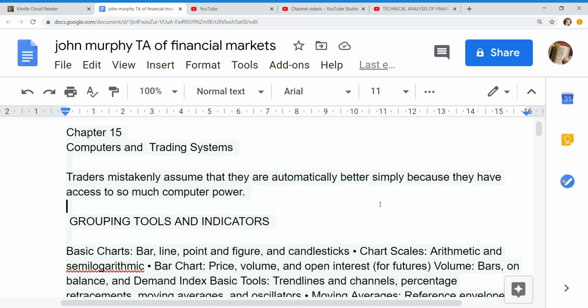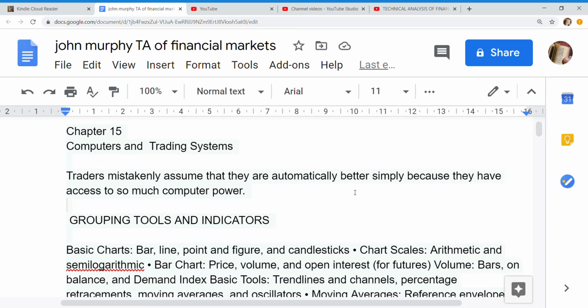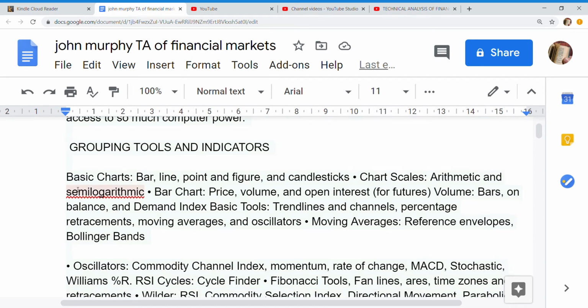Chapter 15. Computers and Trading Systems. Traders mistakenly assume that they are automatically better simply because they have access to so much computer power. Grouping tools and indicators. Basic charts: bar, line, point and figure, and candlesticks.